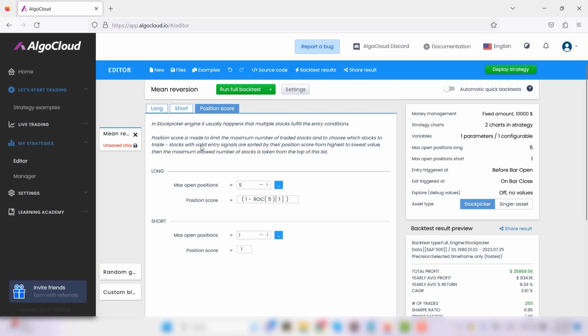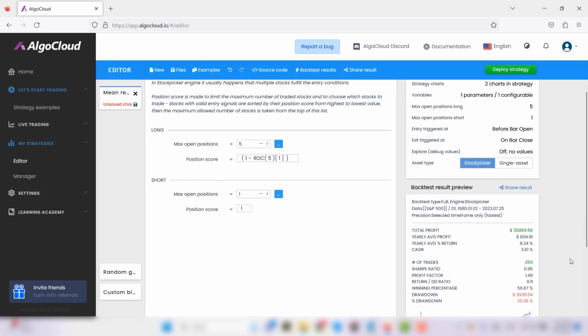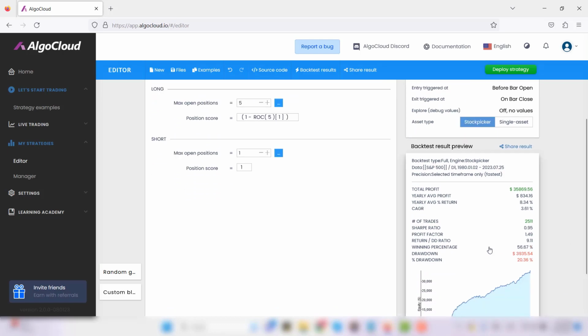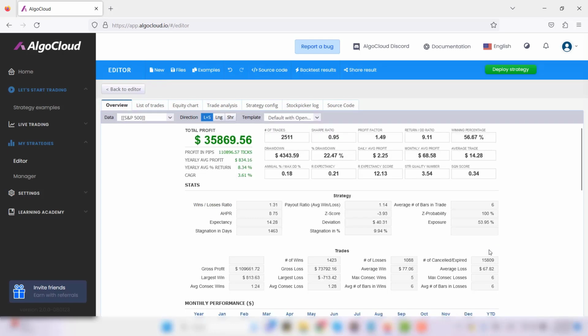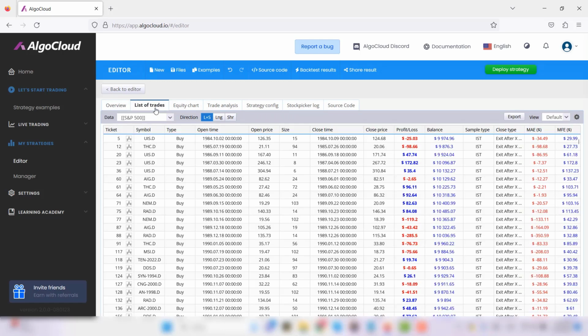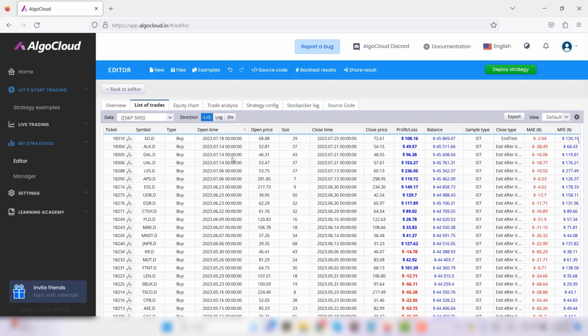For max open positions, you see the number 5. In practice, this means that the strategy can open a maximum of 5 positions, that is, 5 different trades for 5 different stocks. It is not always 5 positions, but a maximum of 5 positions. If yesterday I opened 2 positions that are still open right now, today I can open 3 more positions.